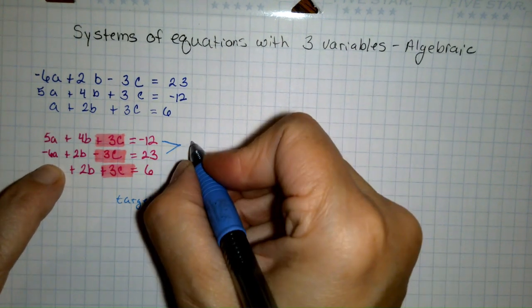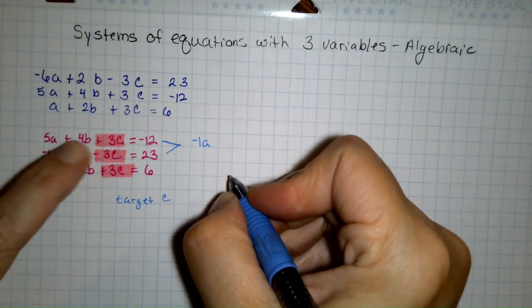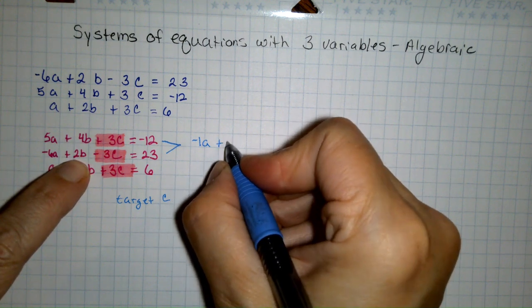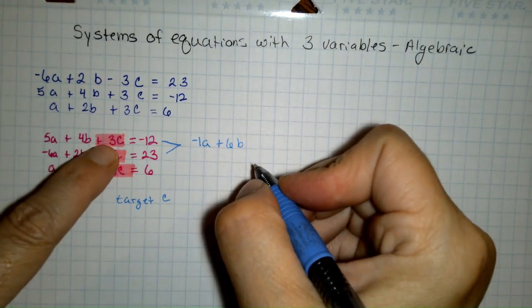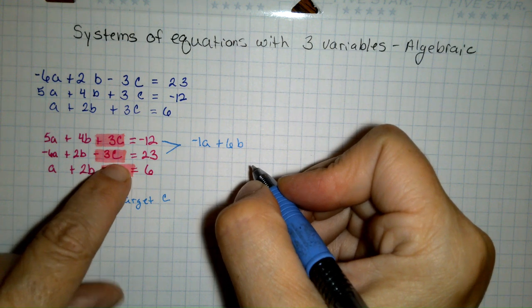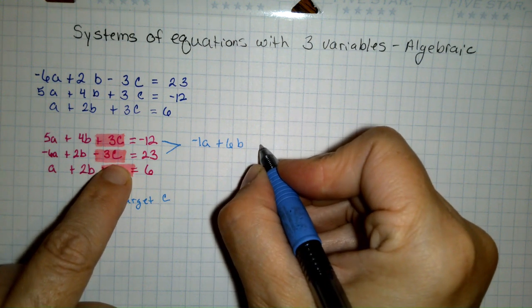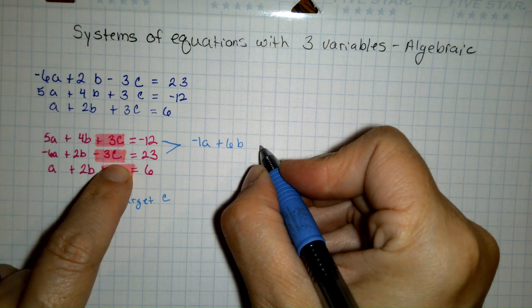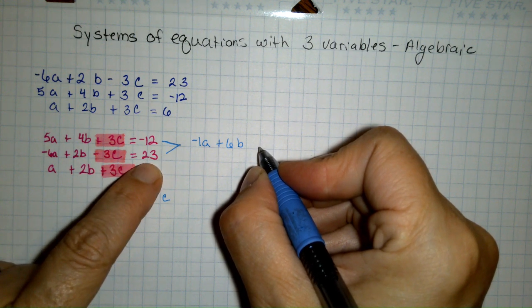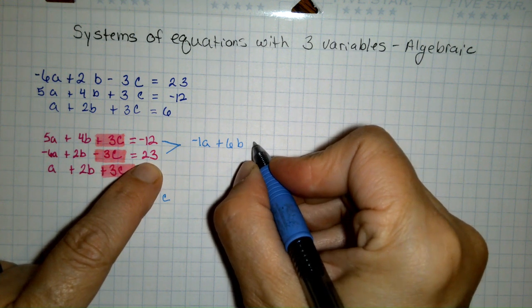5a minus 6a is negative 1a. 4b plus 2b is positive 6b. Positive 3c and negative 3c equals 0, so they cancel out. So I don't need to write anything about c, hence the word eliminate. And 23 and negative 12 add to 11.